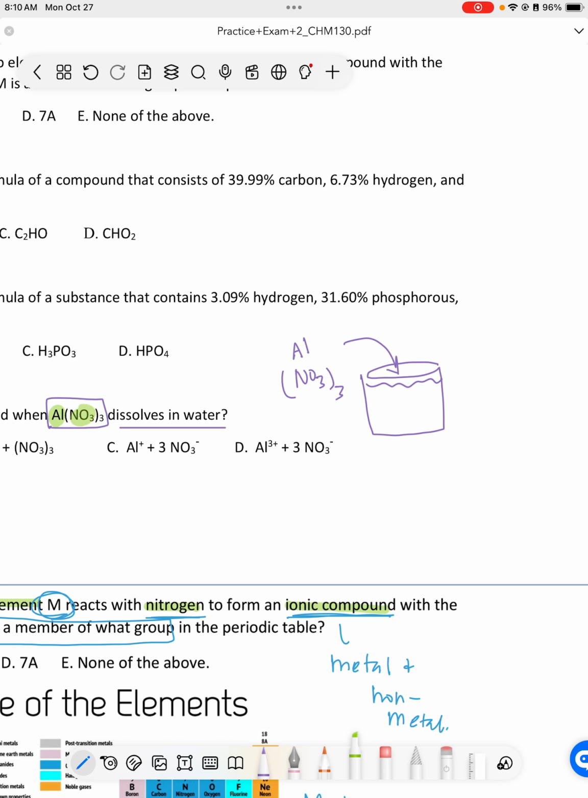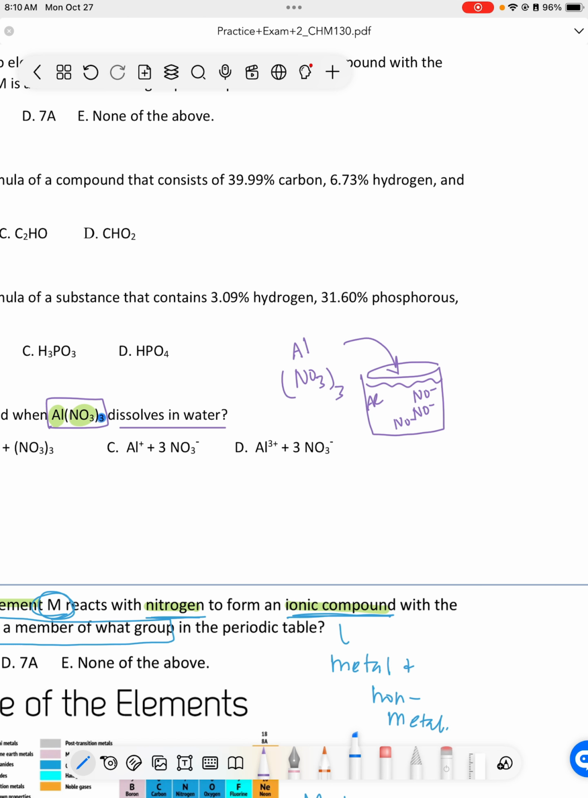And we already know the charge on our nitrate, right? Because we memorized those. So we already know that for every 3 nitrates floating in this water, we're going to have 1 aluminum. And then what's the charge on our aluminum? Well, aluminum has a set charge, but if you didn't know it, you would just look at this little guy right here, this 3. Well, let's highlight him.